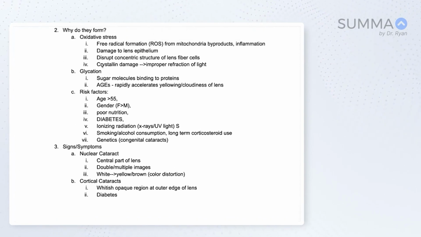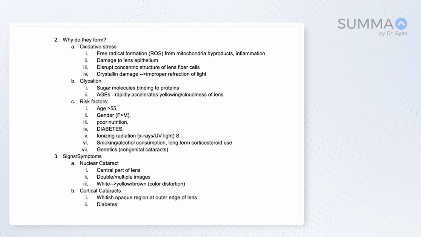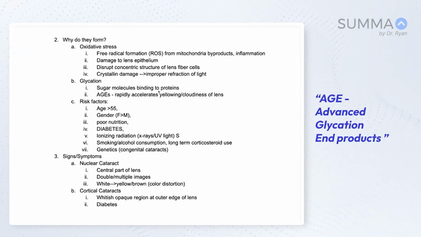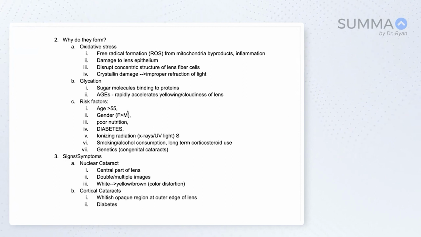Another thing that can occur is glycation. Glycation is where sugar molecules will bind to proteins, in particular crystalline, and that can also cause disruption. And they can cause things called advanced glycation end products. So if you have enough of these proteins that are bound to glucose and eventually turn into advanced glycation end products, AGEs, it rapidly accelerates the process of cloudiness or opacity within the lens. So both these processes are things we do not want to have occur, or want to limit significantly.